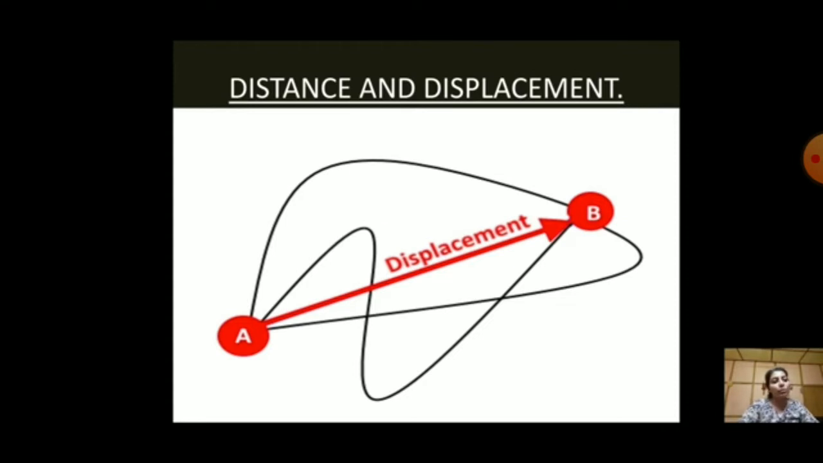See, a body wants to reach point B from point A, so he can take very many paths. He can take a round and go. He can take a curved path also and then reach B. However, if he wants to reach B very quickly with a shortcut, or if he wants to take a short path, then he will go in a straight line. So this straight line which is joining A to B, that straight line is the displacement, and displacement is always the shortest path between 2 points.